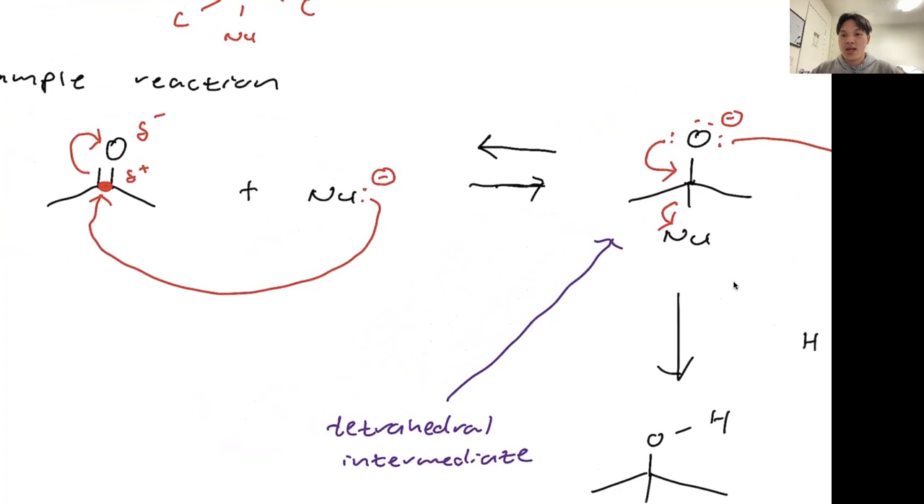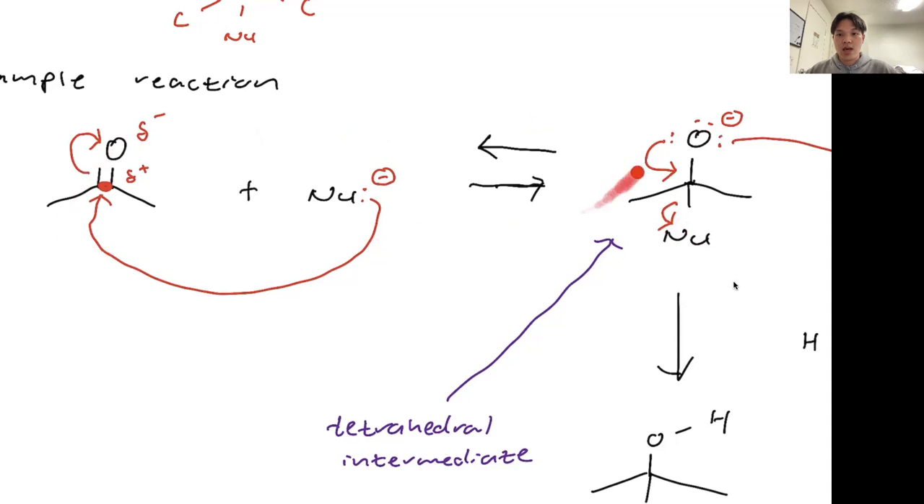What matters is how good this nucleophile is at being a leaving group, right? Because this double bond can form again between this carbon because it has lone pairs, right? And then this nucleophile can go out again and become a good leaving group, right?